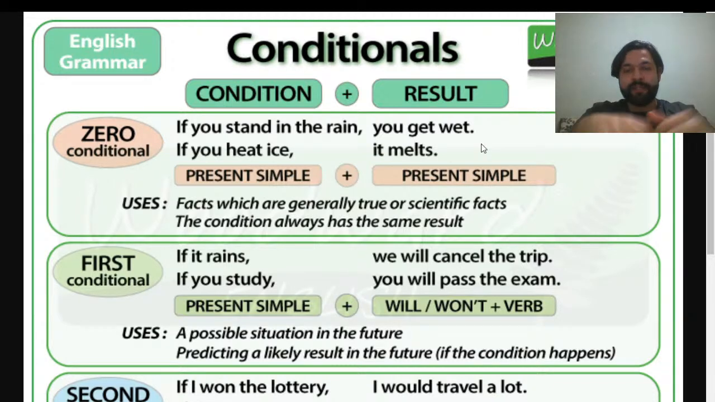Okay, for example, if I drop this pencil, it falls. Okay, this will repeat. I can repeat this experience a million times, and every time the same thing is gonna happen. If I drop the pencil, it falls. Okay, this is like a fact. It's always gonna happen. So this is the zero conditional.